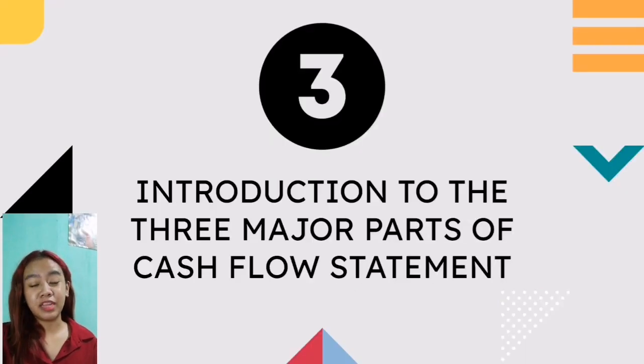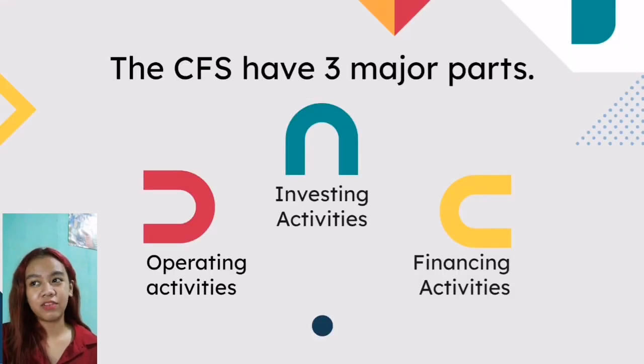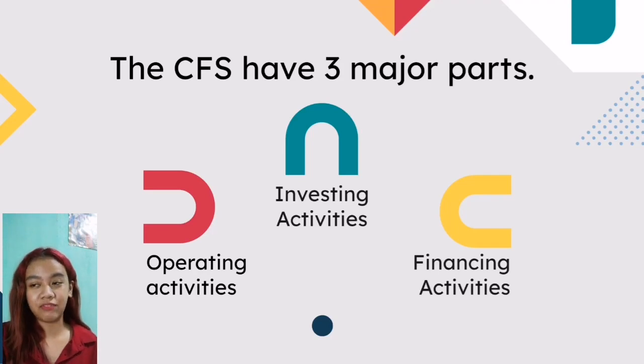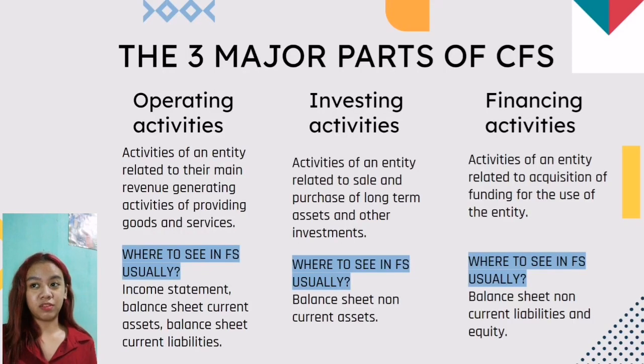The introduction to the three major parts of a cash flow statement. The CFS has three major parts: the operating, investing, and financing activities. The first one, operating activities: activities of an entity related to their main revenue generating activities of providing goods and services. Where to see in FS usually? It is usually found in the income statement, balance sheet, current assets, and current liabilities.